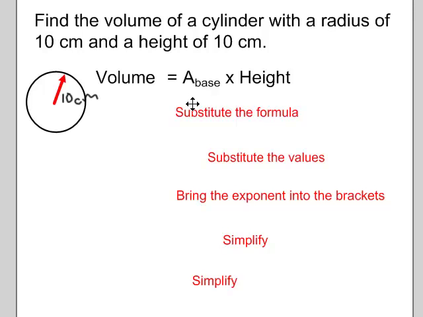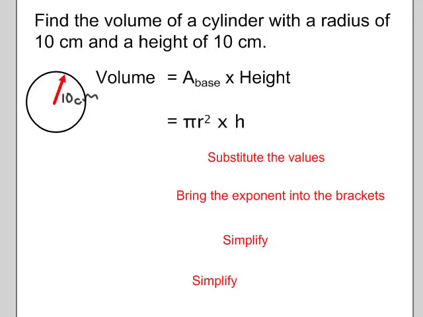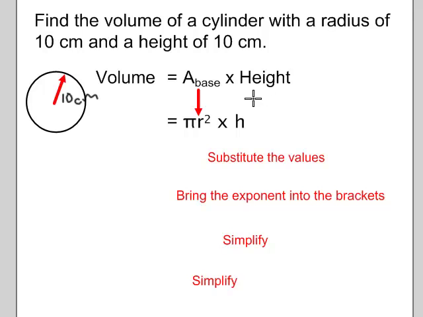The next thing I'm going to do is substitute the formula for the area of a circle into the area of a base spot of our volume formula. So we're left with the volume of a cylinder is equal to pi r squared times height. And that's because the area of a circle is pi r squared, and we're going to just call the height h. This is the most common formula that you will see for the volume of a cylinder. Pi r squared times height.